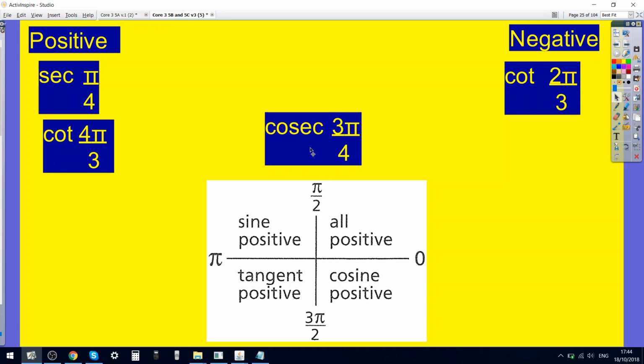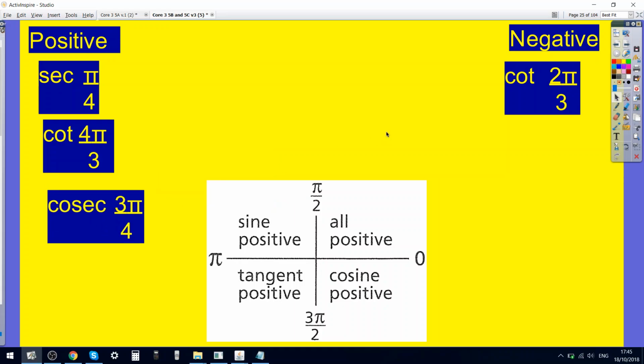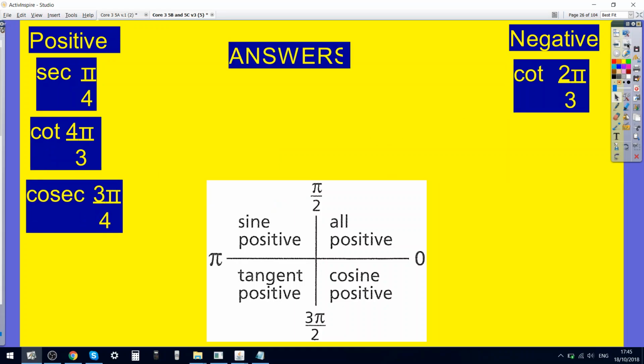One half. 3/4 is what? Okay, that's a half. Replace pi with 1 in both the diagram and the thing. So 3/4 is sine positive. Yeah. And so is that positive or negative? Positive. Yeah, because cosec is 1 over sine.